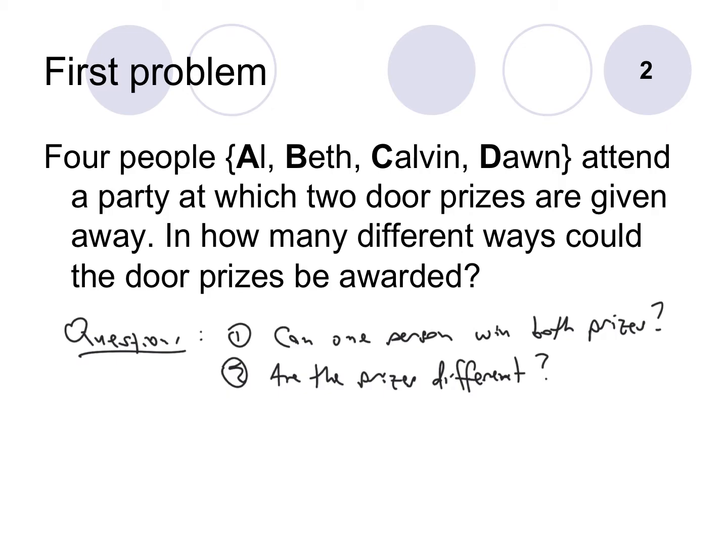So the answers to these questions are just yes or no, and so that means that depending on your combination of answers to these questions, there are 4 different kinds of problems that we could be looking at here. So let's just look at each one.